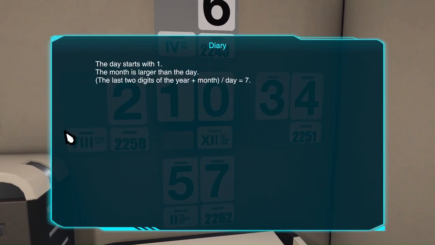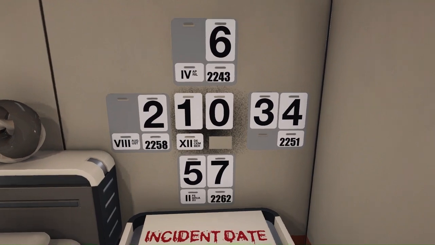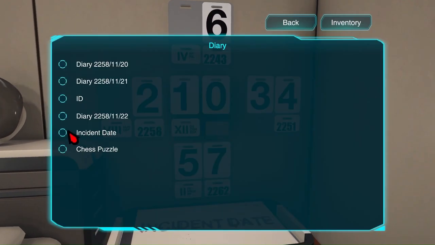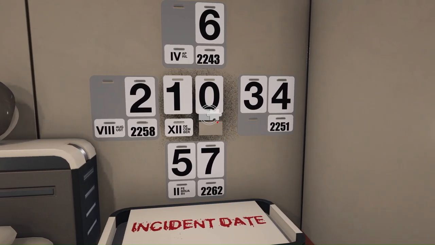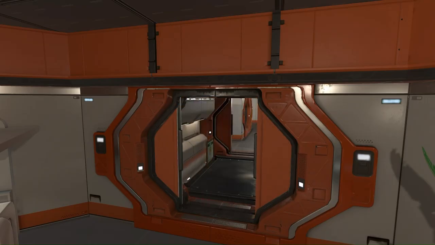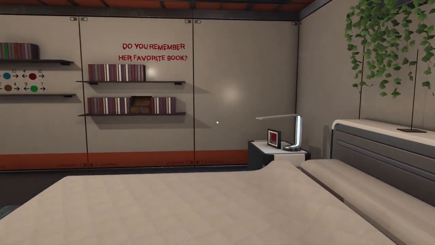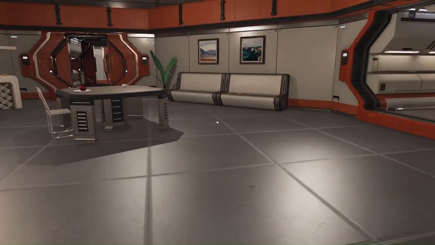So, the last two... Sorry, that's in the wrong place. So something equals 7 when divided. Oh, so it has to be 70. Something has to equal 70. 58. Okay, there we go. Oh my god, that was torture for me.